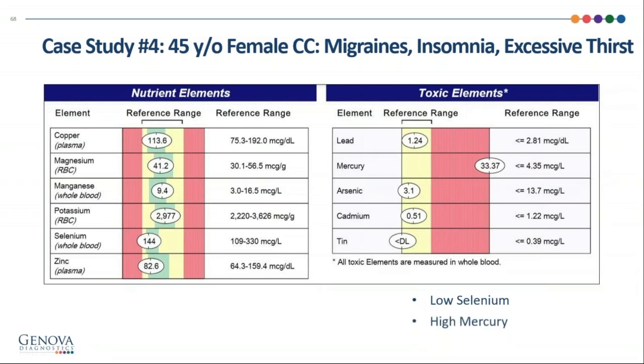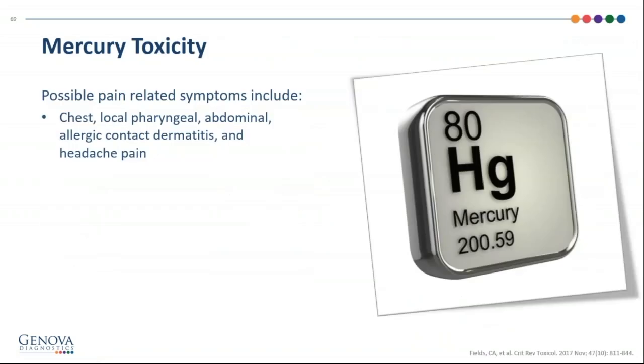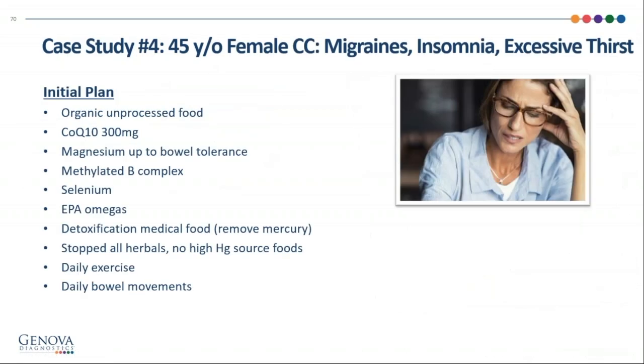She also had low selenium. So it's not a good combination to have low selenium and high mercury, because you need the selenium for the metalloproteinases to help your body detox. I'll stop quickly to say that mercury toxicity can cause headache pain in addition to a lot of other concerns, and that comes from a research article. But for her, we put her on organic unprocessed food. We gave her high dose CoQ10. We did give her a fairly high dose of selenium. We gave her a detoxification medical food that was proven to remove mercury.